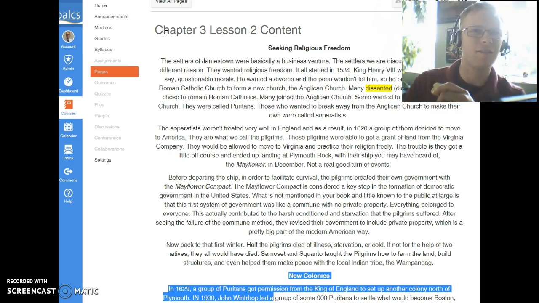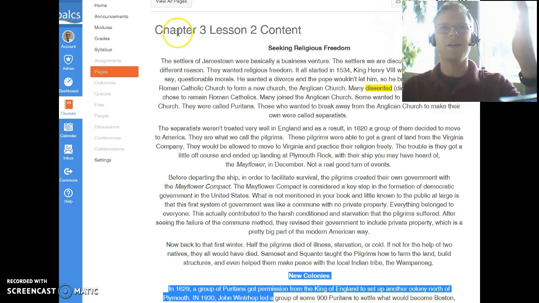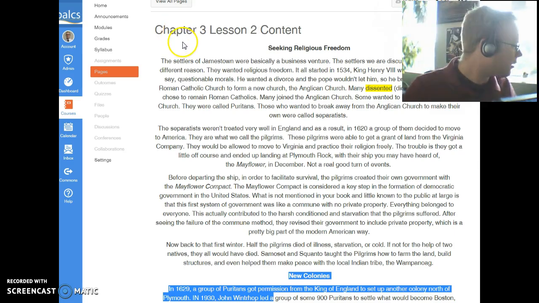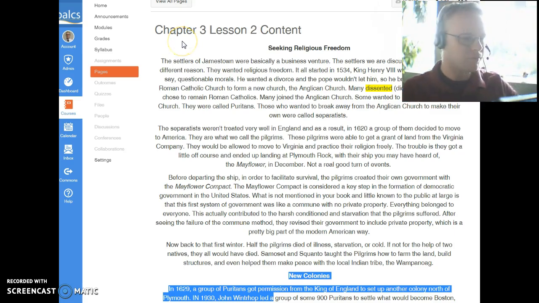Oh, hey kids. Welcome to class today. Today we're talking about the New England colonies. A lot of things are going on in the New England colonies, and we're going to learn about each one and why it formed. So we're going to start with the first little section of the chapter. It's called Seeking Religious Freedom.